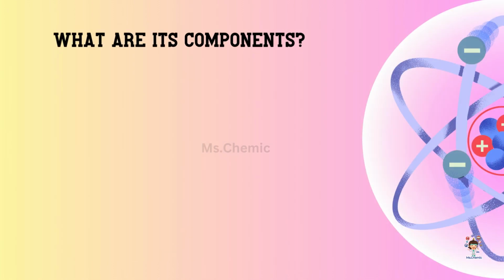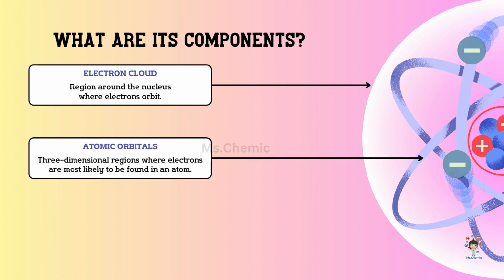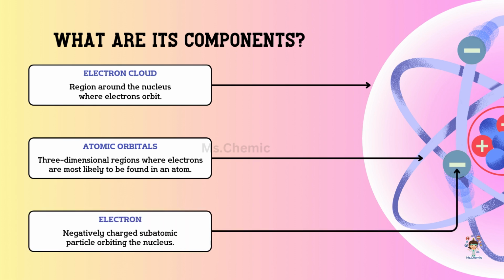What are its components? Electron cloud. Region around the nucleus, where electrons orbit. Atomic orbitals. Three-dimensional regions, where electrons are most likely to be found in an atom. Electron. Negatively charged subatomic particle orbiting the nucleus.